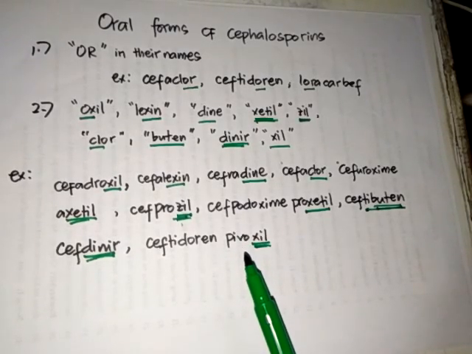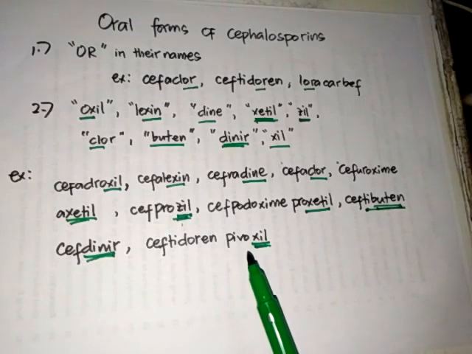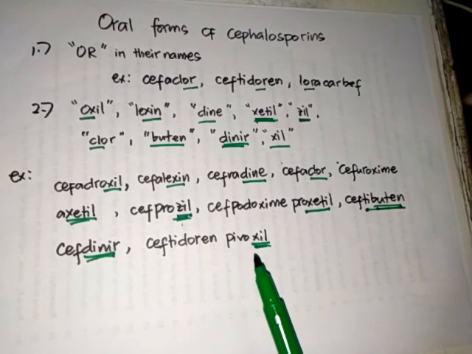So those are the things that we need to know, as some of my tips that you can still remember, that may help you not to memorize but to recall the names of the oral form and the parenteral forms of cephalosporin.